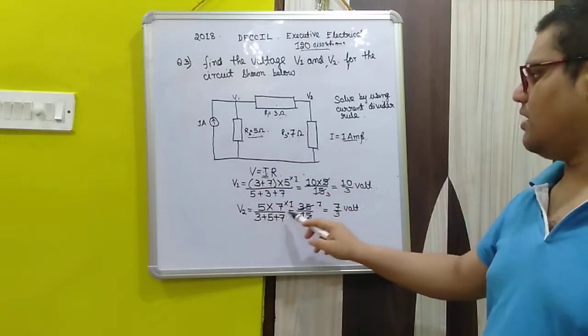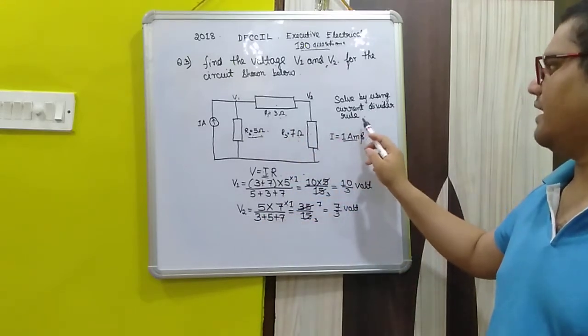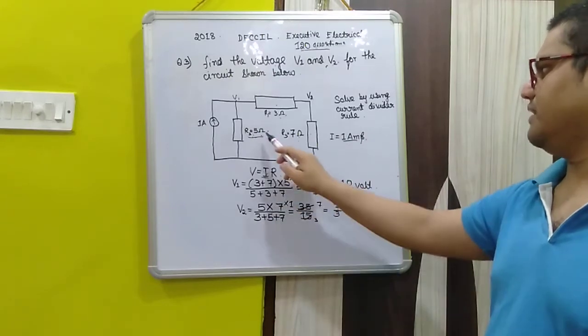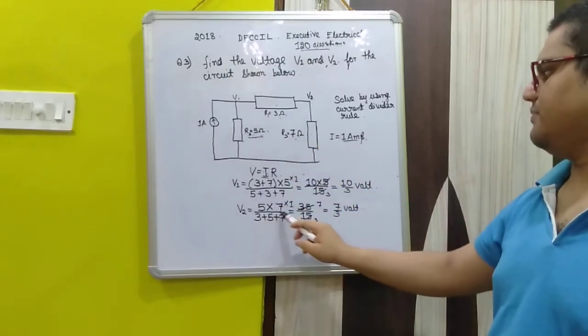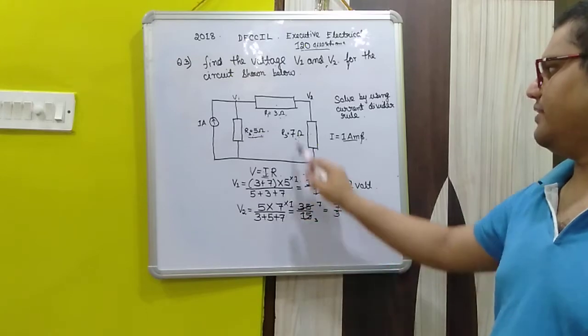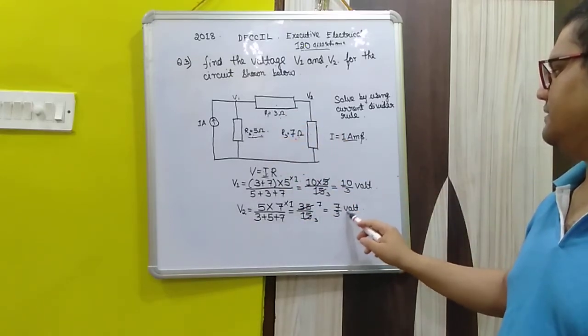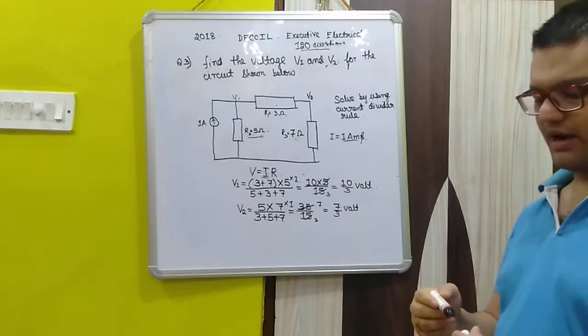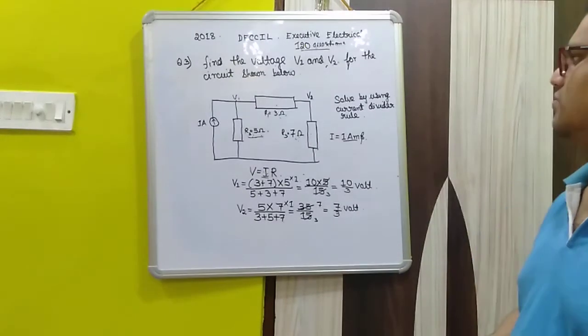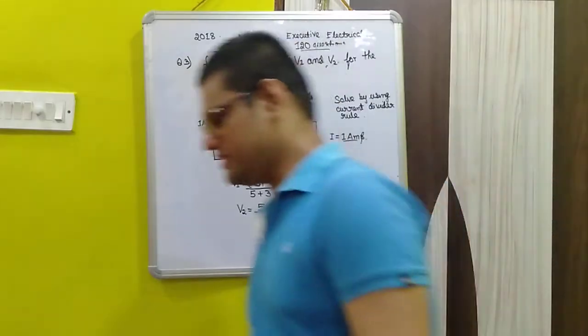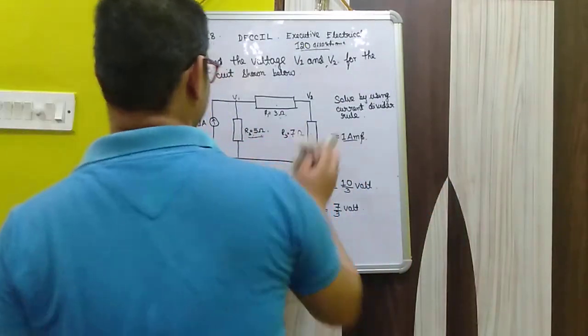In the case of V2, I have also done the same using the current divider rule, that is 5 into 7. We have multiplied these two resistances, divided by 3 plus 5 plus 7. We have added all 3 resistances, and ultimately we have got 7 by 3 volt as the answer. So I hope it is clear. Now I am going to proceed with the next numerical which came in the Freight Corridor exam.